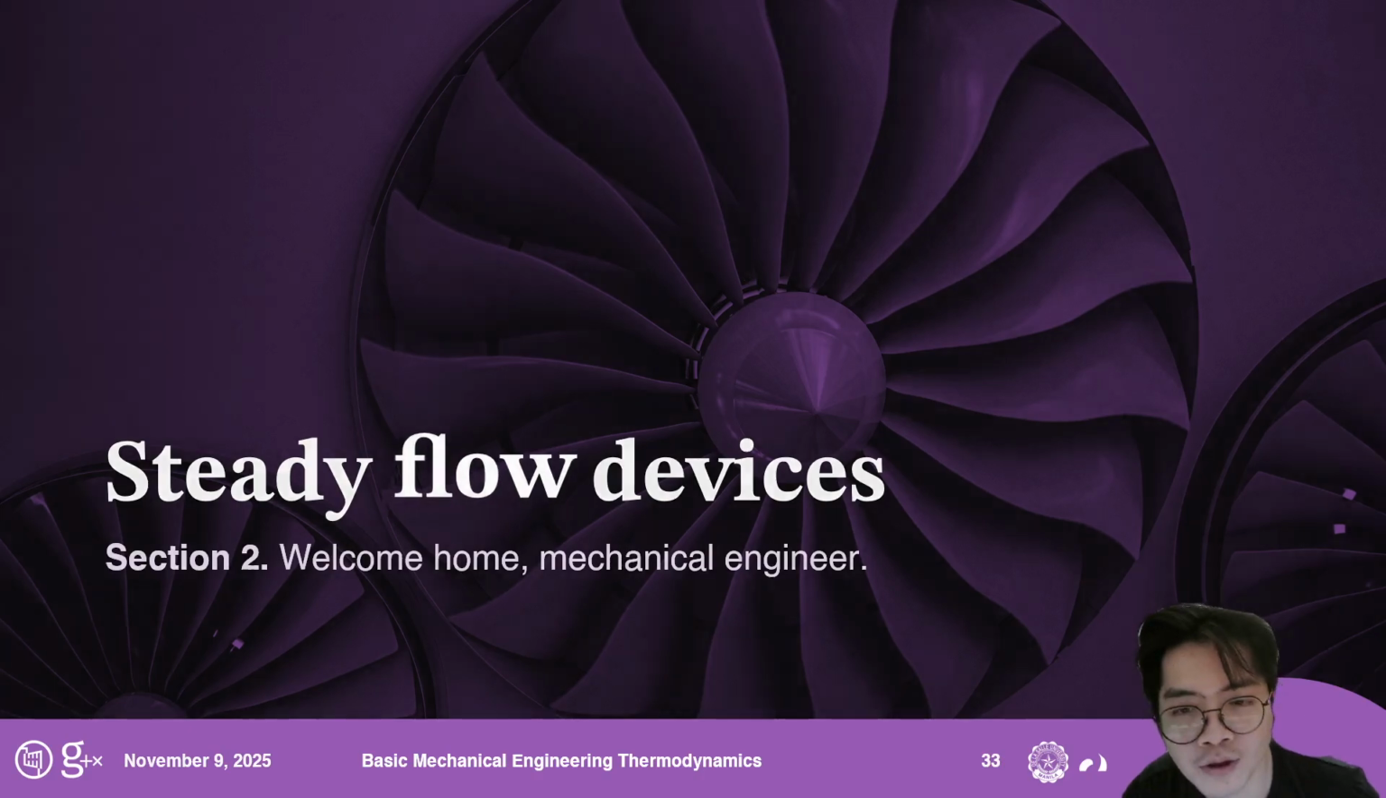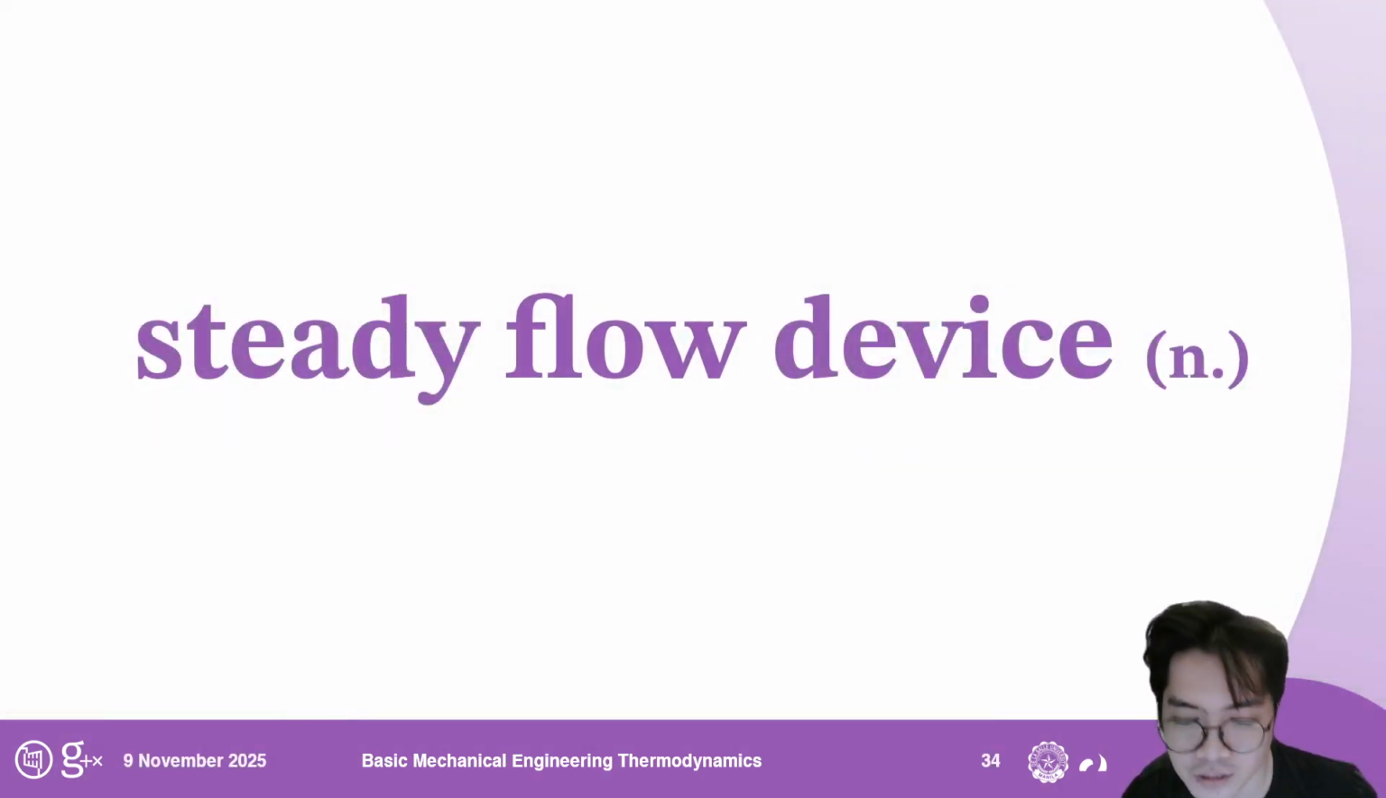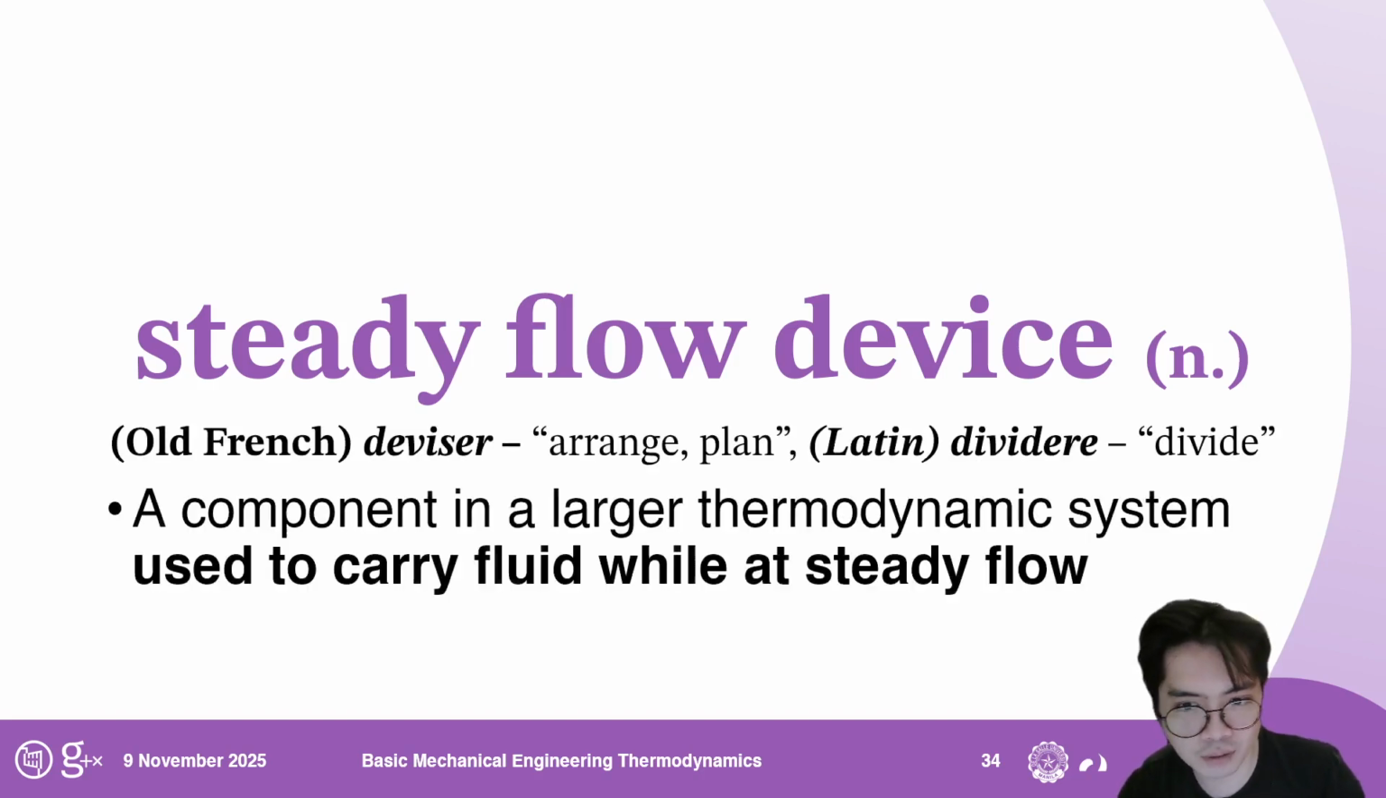Okay, now we will first, of course, define what a steady flow device is. Well, it's just a device that operates under steady flow. That's it, right? So it's a component in a larger thermodynamic system used to carry fluid while at steady flow. Basically, anything wherein the process, or rather the system, is to be treated as steady flow or just open, right?